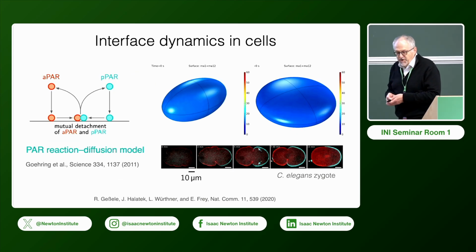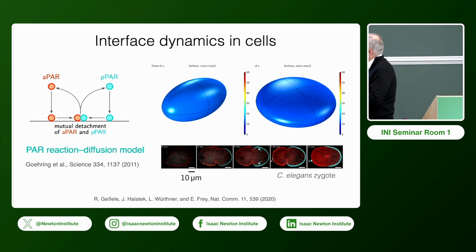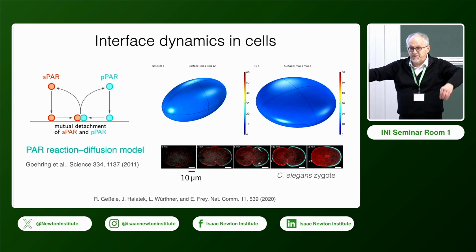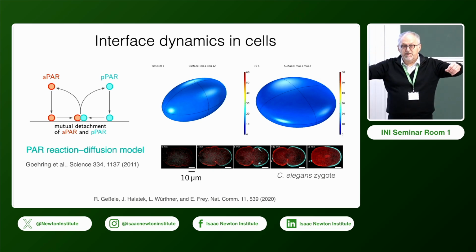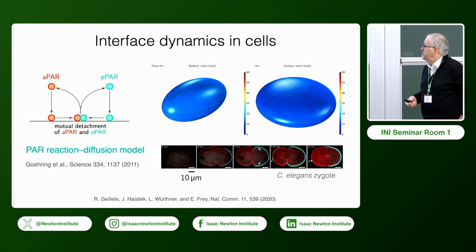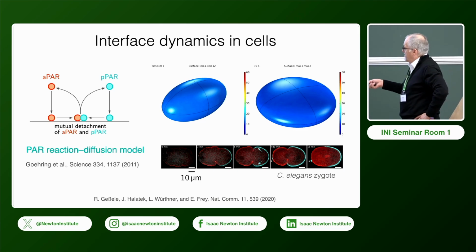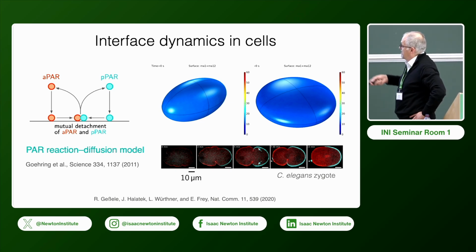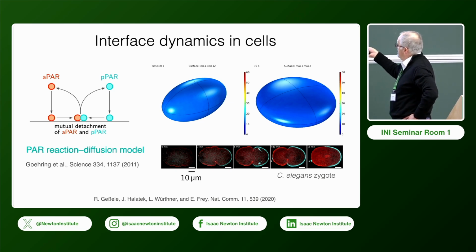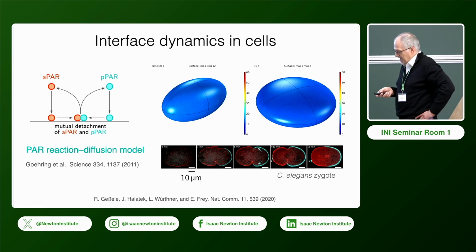If you look at pattern formation, there are also interfaces, as I showed you. Here I show you another example, the PAR system in C. elegans. It's simpler than the MIN system that we looked at, because here you have two proteins that also attach from the cytosol to the membrane, but once they're attached, they kind of fight each other, kicking each other off. So there's an antagonism between the two proteins, and that gives rise, as you see in this nice experiment by Stefan Grill's lab, to this bipolarity in the C. elegans zygote.